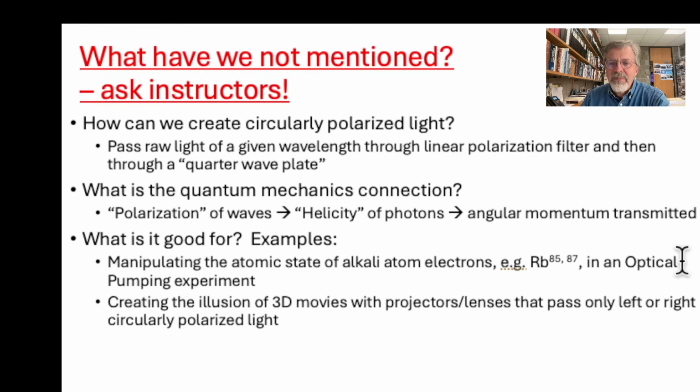momentum. And the other interesting application is you can use circularly polarized light to create the illusion that you have when you're looking at 3D movies, where you have projectors that project with circularly polarized light, and you have lenses in front of your eyes that pass only left or right circularly polarized light, so that you can see the two images in your eyes that combine in your brain to make the 3D illusion.